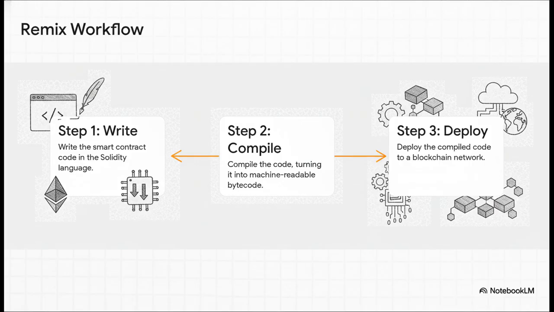First, you write your code in Solidity. Next, you hit compile. This basically translates your human-readable code into something called bytecode, which is what the blockchain's brain, the Ethereum virtual machine, can understand. And finally, you deploy that bytecode to the network, and your contract is officially live.